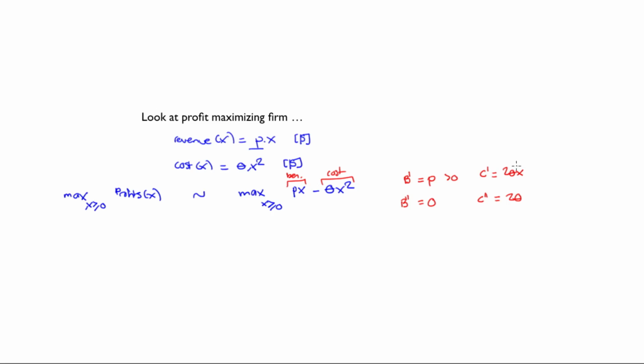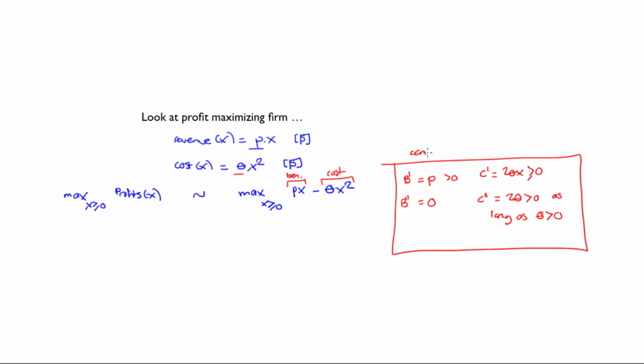Now, this is going to be greater than 0 for any X greater or equal than 0, and this is going to be greater than 0 as long as theta is greater than 0, which is a reasonable assumption, because if theta is equal to 0 or less than 0, it doesn't really cost anything to produce the goods. Now, what does this mean? It means that the concavity conditions are satisfied.